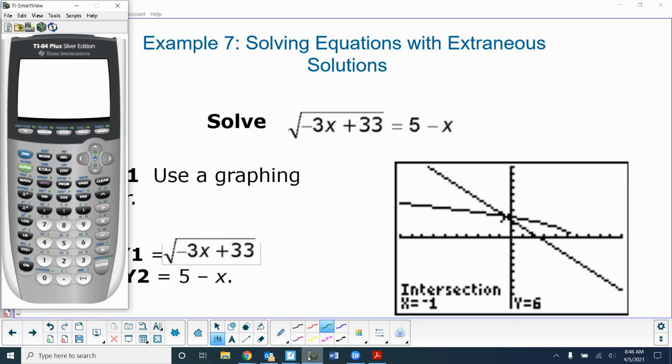So, if you go to your y equals, you just put square root, second squared, and then negative 3x plus 33. So I'll have to close that up, right? Some of you don't have to do that, close it, because you don't see that parenthesis. And then you do the 5 minus x for the second one. Hit enter. And then just hit graph, and it should show both graphs.